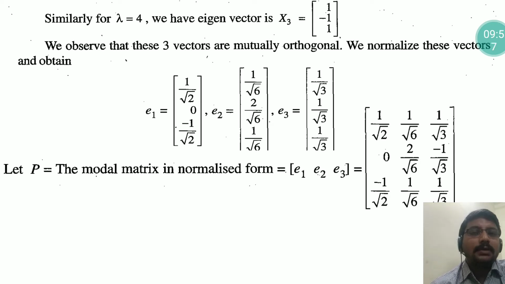Now defining the modal matrix P, which is in the normalized form, that is matrix of E1, E2, E3. So clearly P is a modal matrix here, which is defined. So the modal matrix is obtained by taking the columns as normalized eigenvectors.